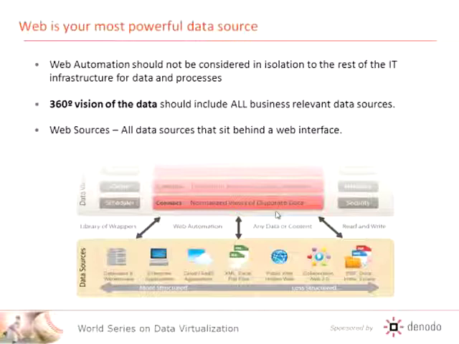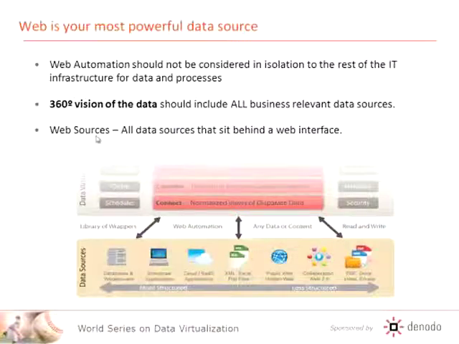We saw some reasons why companies must look to acquire web automation capabilities. And this means extracting web-based data for enterprise use and automating web interfacing enterprise processes within the overall IT and business context. But web automation should not be considered in isolation to the rest of the IT infrastructure for data and processes. As is seen in the diagram, Denodo seamlessly integrates its first-class web automation capabilities into its enterprise-class data virtualization platform to allow for a true 360-degree vision of the data.